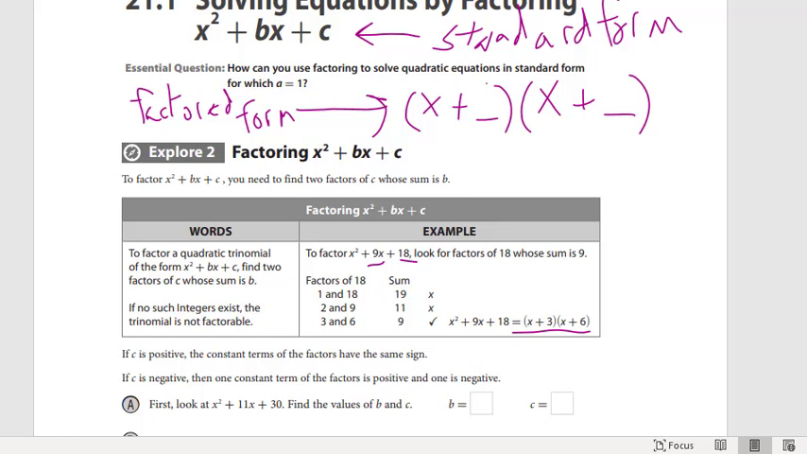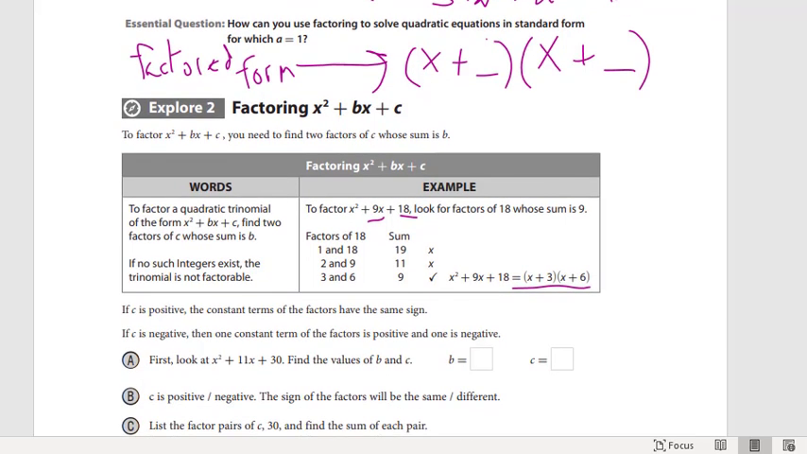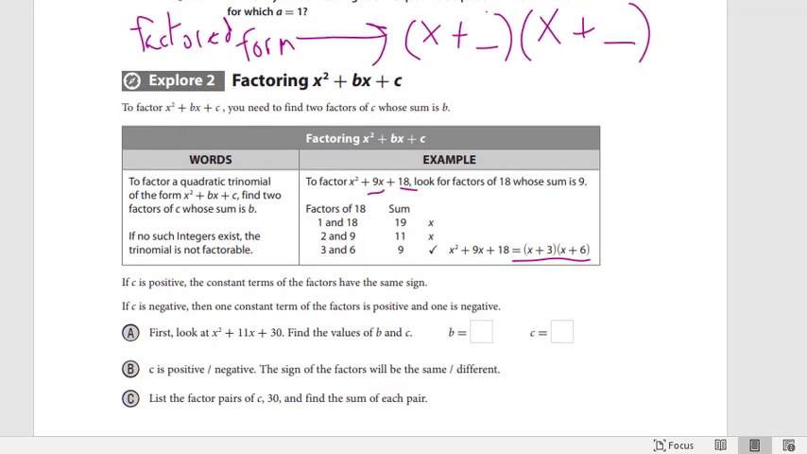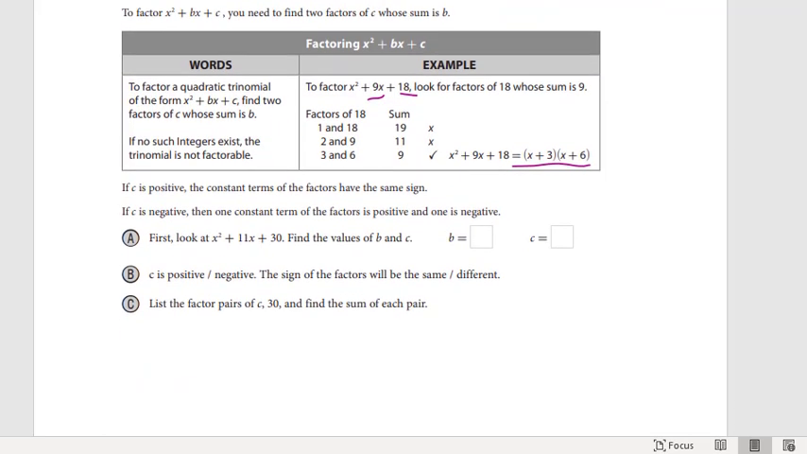So this one we would rewrite in its factored form of x plus 3 and x plus 6, both sets in parentheses. Now, if c, our number at the end, is positive, both of the factors have the same sign, because if you have two negatives multiplied, it becomes positive. If you have two positives multiplied, it stays positive. If c is negative, one of them has to be positive and one has to be negative, because we need one negative to multiply and get a negative number.